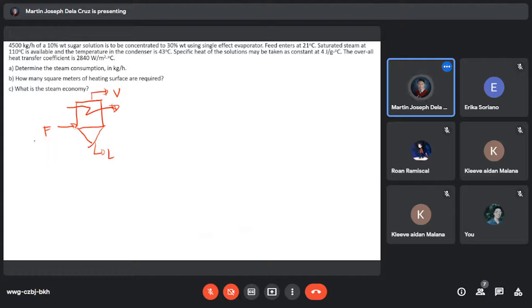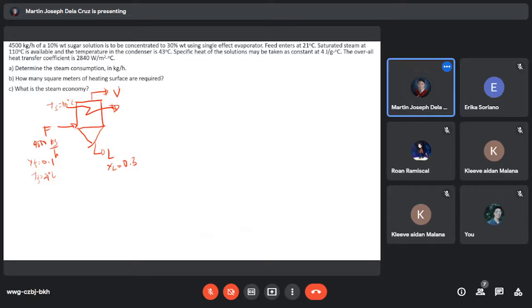Your feed is 4,500 kilogram per hour. And then, XF natin is 0.1. And then, dapat makuha daw natin na concentration niya is 0.3. And then you have feed enters at 21 degrees Celsius, so TF is equal to 21 degrees Celsius. Steam is equal to 110 degrees Celsius.